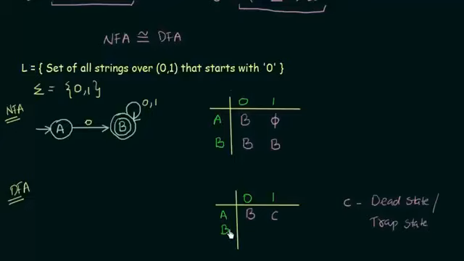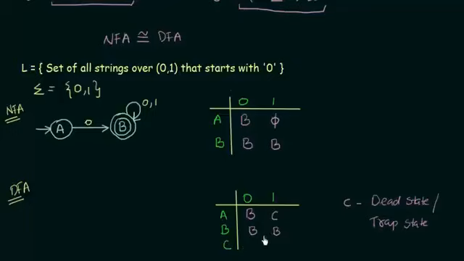Okay, and B on getting input 0, where does it go? It goes to B itself. And B on getting input 1, it goes to B itself. Now is it complete? It is not complete. Why? This is a DFA, and I should mention clearly about each and every state where it goes on getting particular inputs. I have mentioned about A and B, but here I have a new state in this DFA, and that is state C. So I need to mention about state C as well.